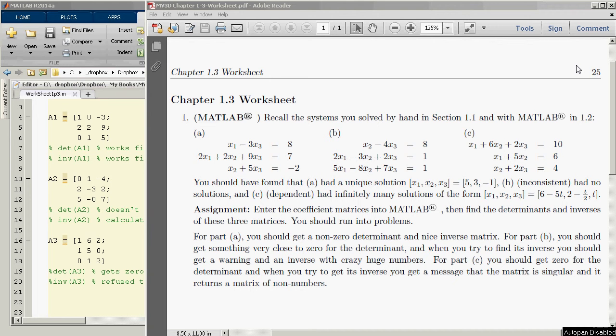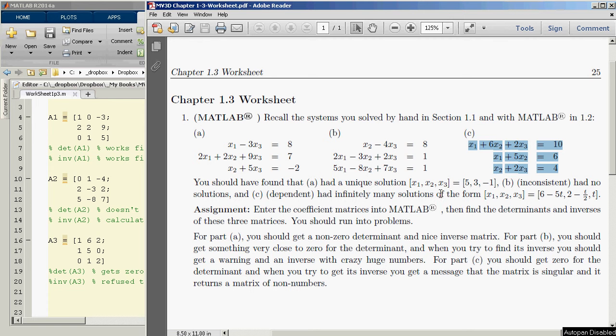In this worksheet, we're going to investigate the same three systems of equations that we saw in the worksheet from Chapters 1.1 and 1.2. When we solved these by hand in 1.1, for the first system, we got a nice unique solution. For the second system, we had no solutions. And for the third system, we had infinitely many solutions.